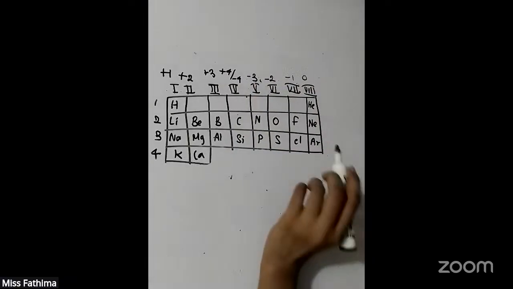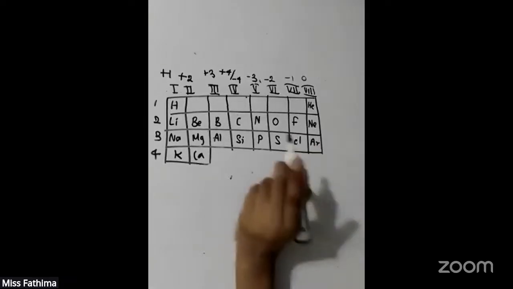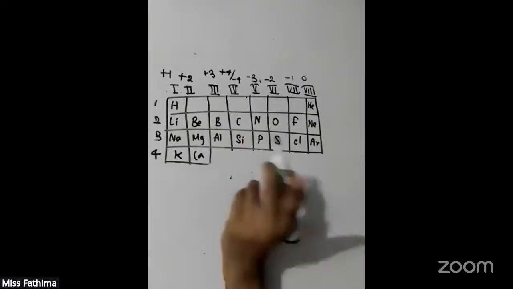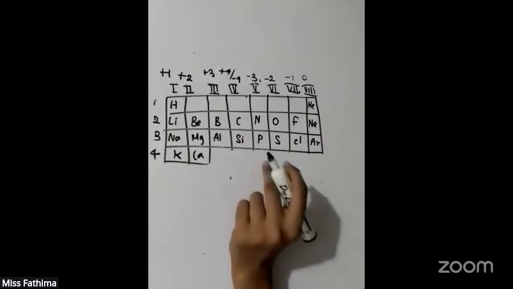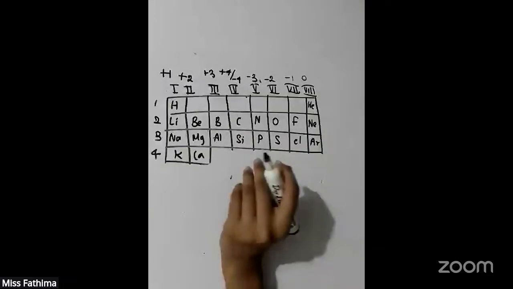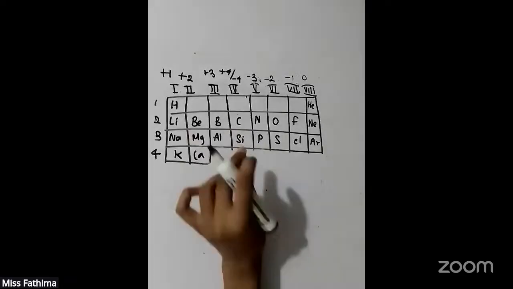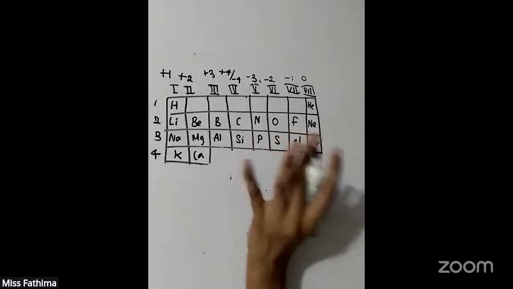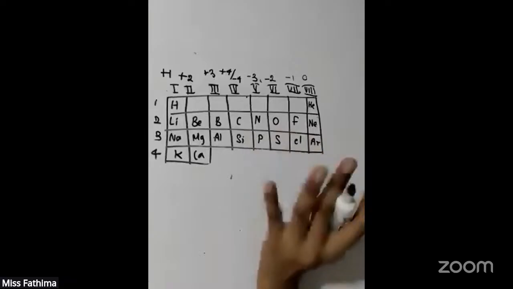So, remember one thing, children. Whenever you are doing a paper or you are trying a question relevant to chemistry, draw the periodic table on a rough paper first. Don't read the question, don't do anything. When you get the paper in your hand, take a rough paper, draw the periodic table. It will save a lot of time in your exam.